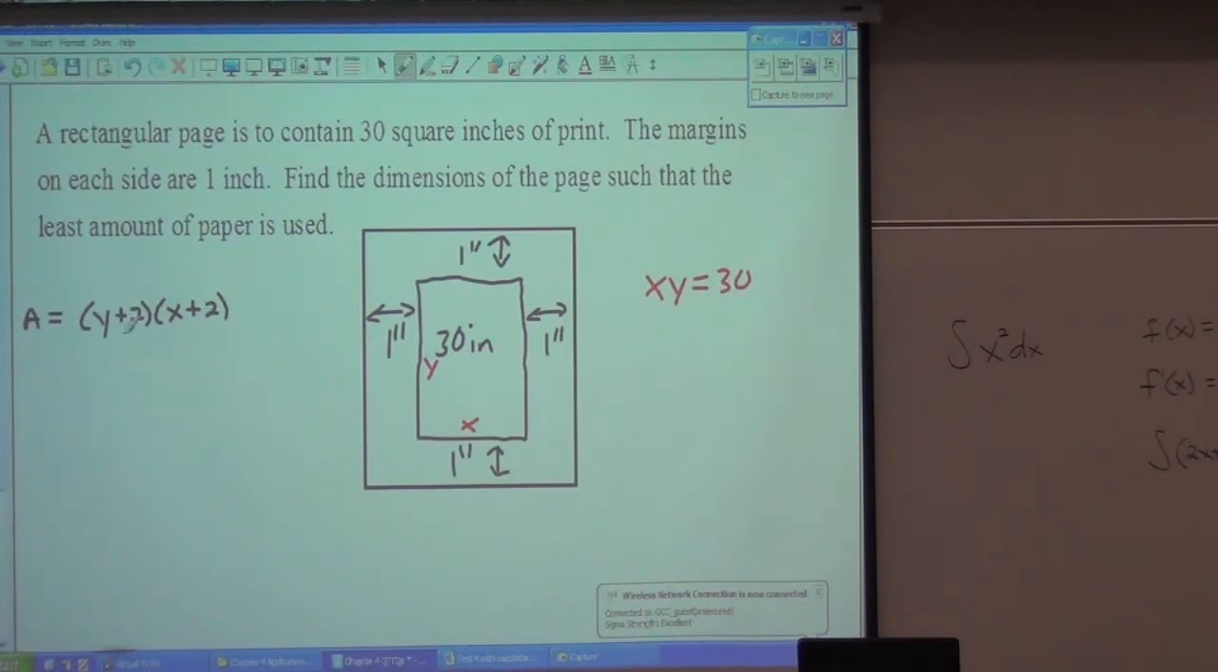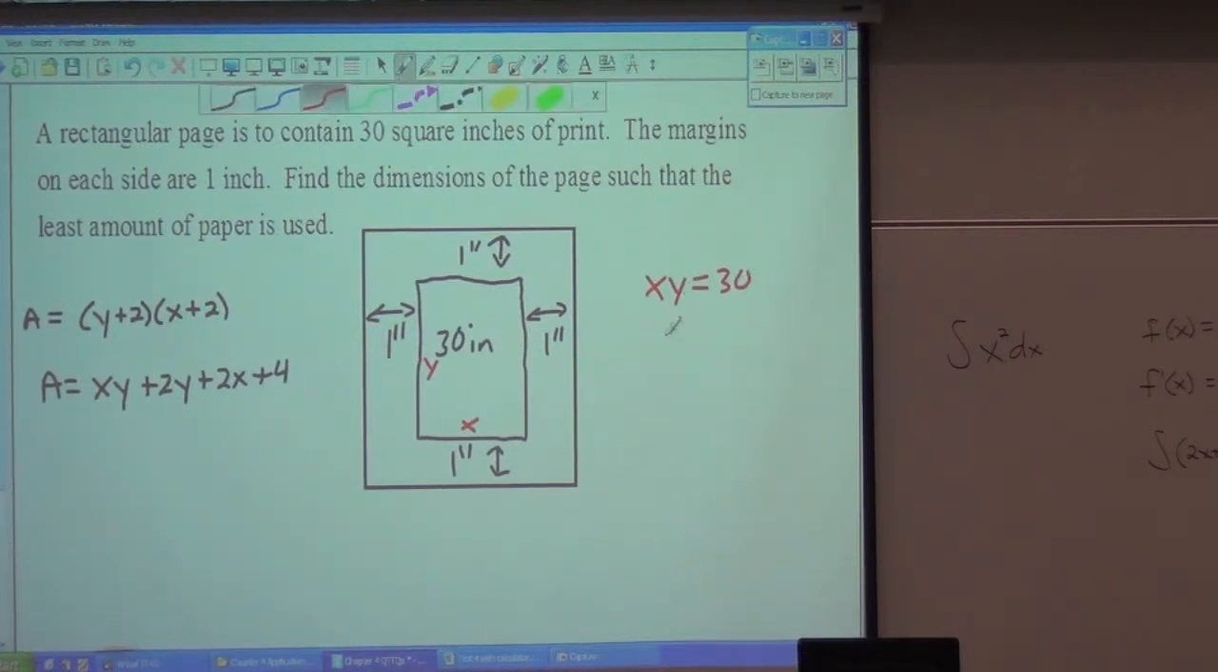So now, if I multiply this out to get the area, I can either multiply it out now, or I can do some substituting. Multiply it out first. I'll get x times y plus 2y plus 2x plus 4. And if x times y is 30, that tells me y is 30 over x. I can replace this y with 30 over x. Yep, replace the xy with 30.